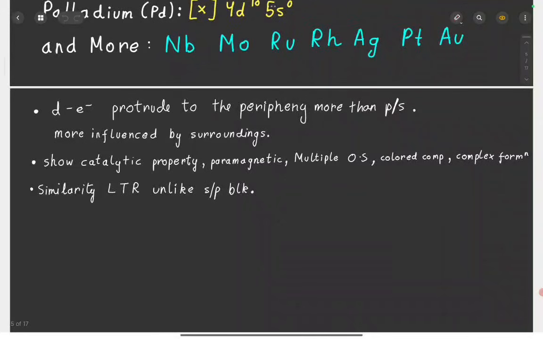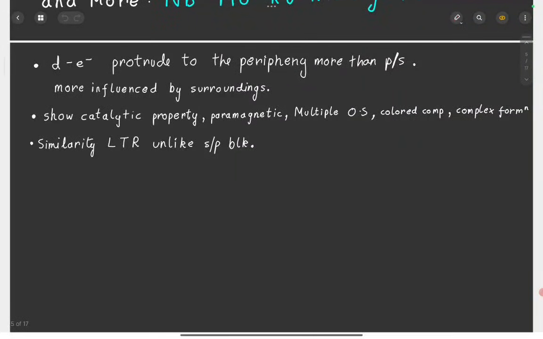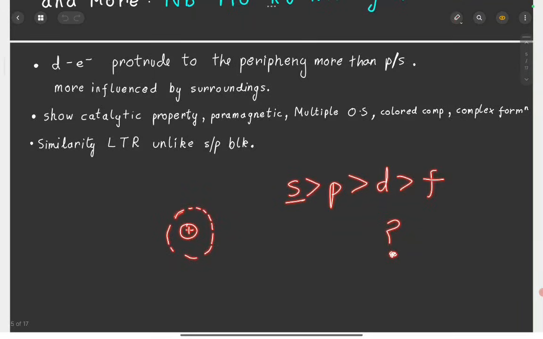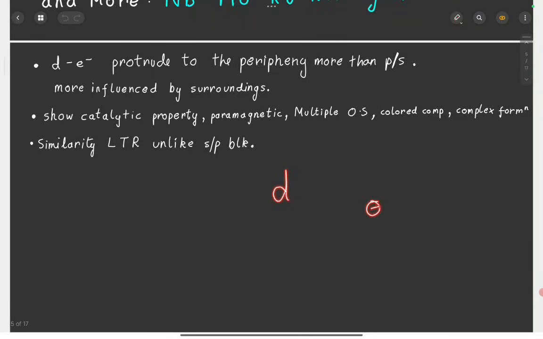Let's talk about some general points. Now, d electrons have very poor screening effect. We learned that s subshell is better at screening than p, d, and then f. Why is that? It is because the s subshell spends more time closer to the nucleus, while the d subshell is like scattered. Okay, so it is very poor at screening.